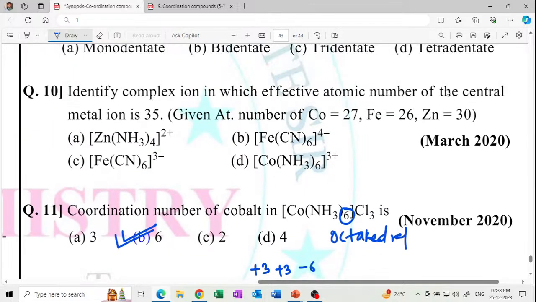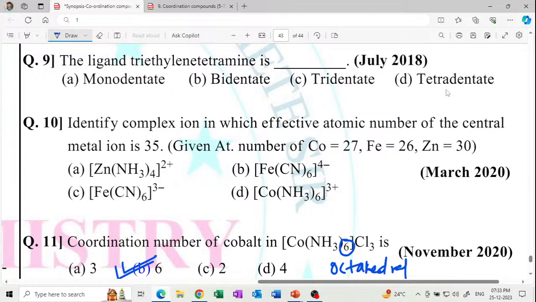Identify the ion in which the effective atomic number of the central atom is 35. 35 is needed, okay, 35. So zinc: effective atomic number. Zinc has atomic number 30. What is the oxidation state of zinc? +2. So this is 28. 28 plus 8. This is 36.